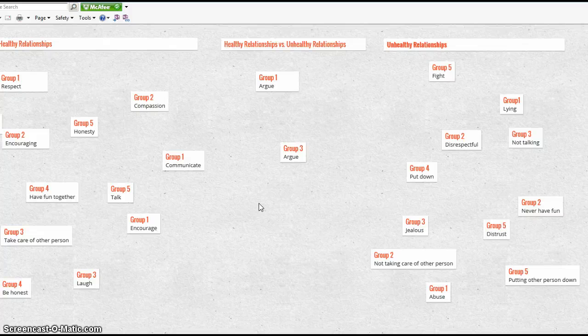Once the students were finished with their posts, of course we came back as a class and we discussed what they had come up with, talked about the different characteristics and examples, and if anybody misunderstood or didn't understand something, I helped explain that. We had a little debate because, like arguing, some groups thought it would be healthy and some unhealthy, and so we talked about when arguing becomes unhealthy, when it gets physically or emotionally abusive, but it can be part of communication as well in a healthy relationship. So there was some good discussion there.